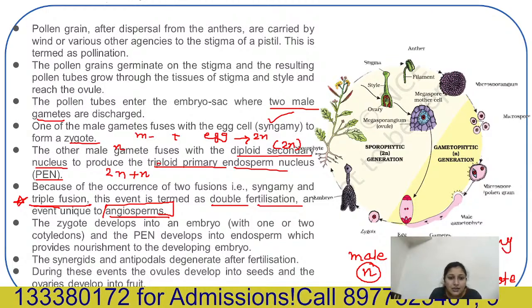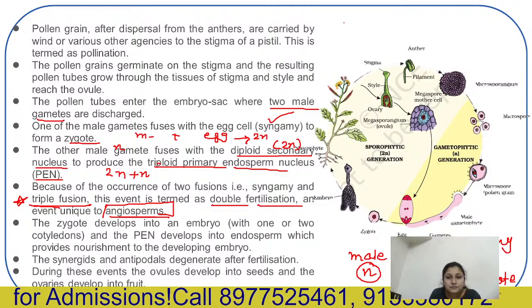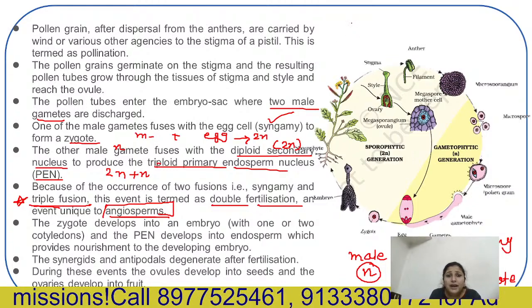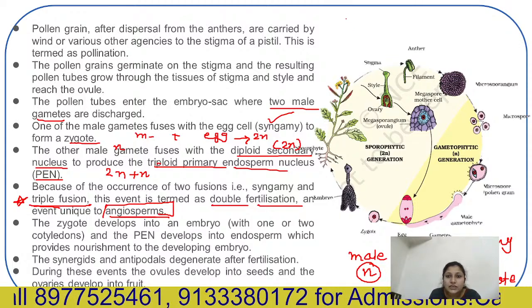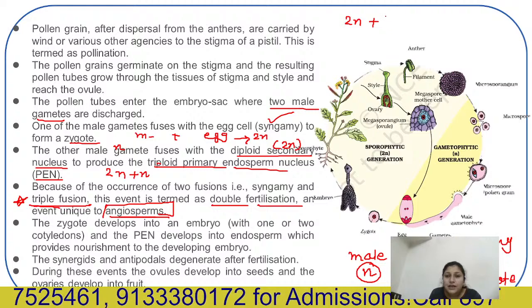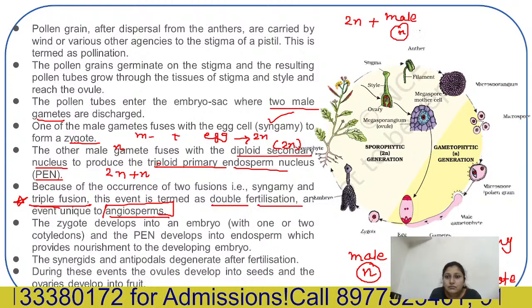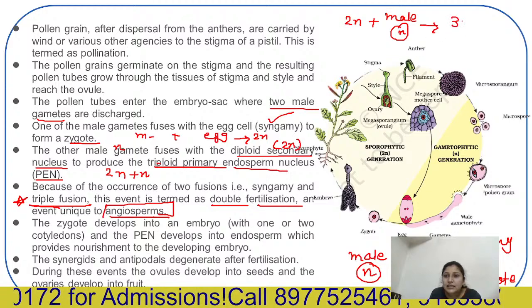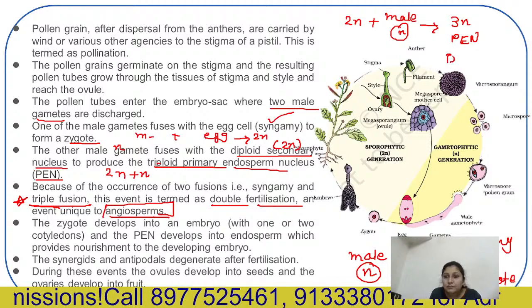And in triple fusion, the primary endosperm nucleus, in that the diploid secondary nucleus, that is 2n, plus one male gamete, will give rise to a 3n PEN. This is called triple fusion.